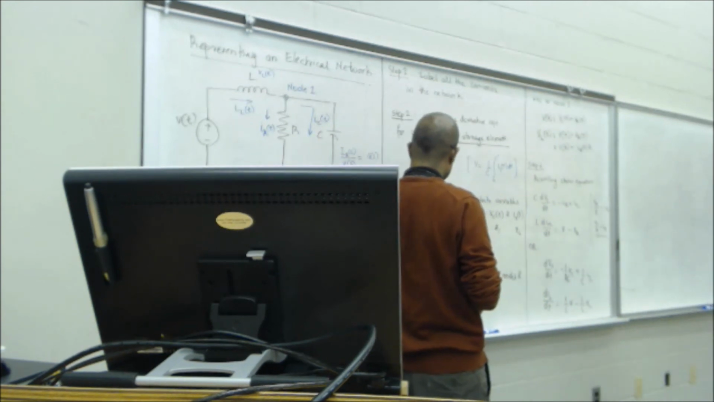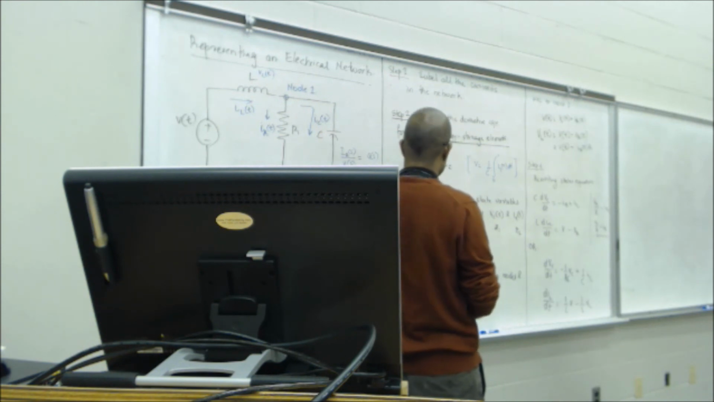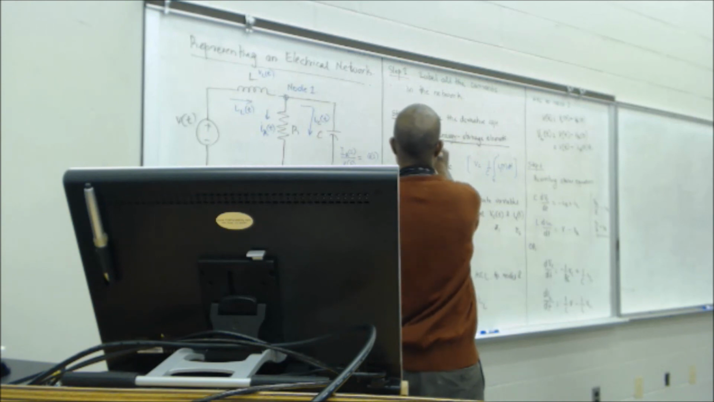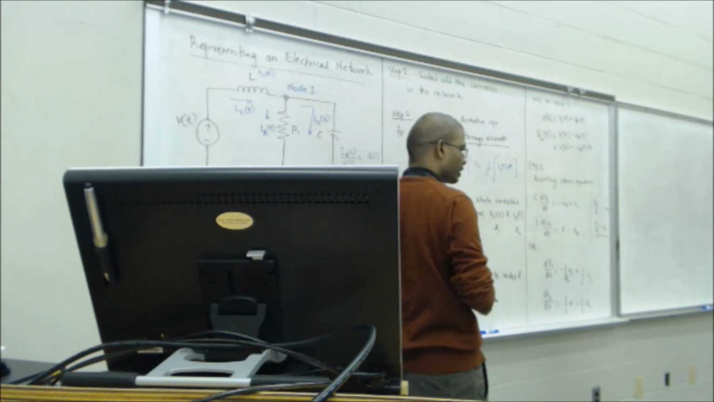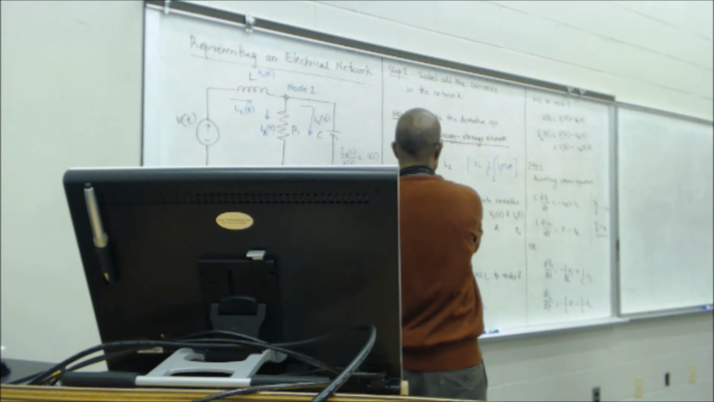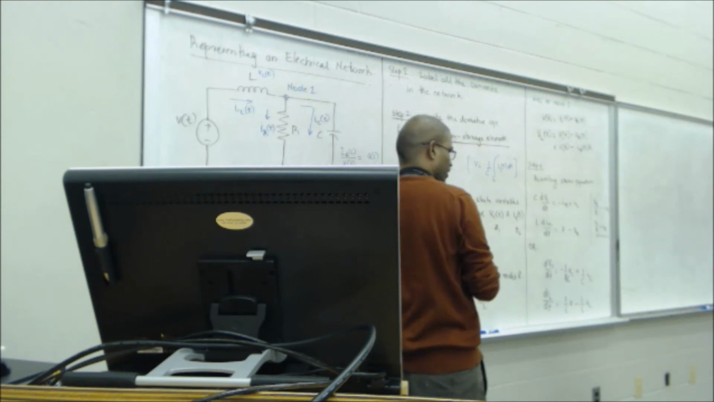When you do this, this is that vector. So this is the differential. It will give you something like VC dot, right? VC dot means VC is your state variable, and IL dot, IL is the state variable.